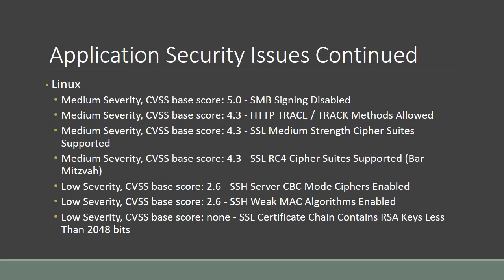Alright, continuing on the vulnerabilities for Linux, there's medium severity SMB signing disabled, medium severity HTTP TRACE and TRACK methods allowed, medium severity SSL medium strength cipher suites supported, medium severity SSL RC4 cipher suites supported, low severity SSH server CBC mode ciphers enabled, low severity SSH weak MAC algorithms enabled, and low severity SSL certificate chain contains RSA keys less than 2048 bits.